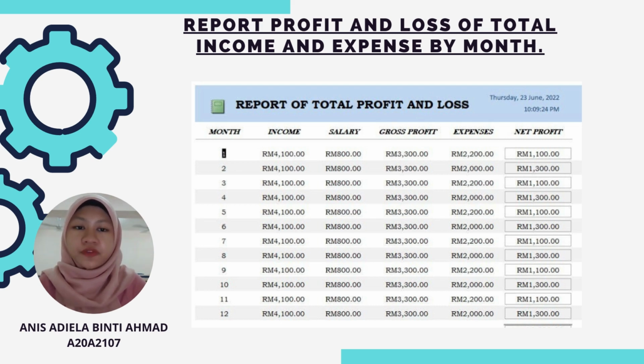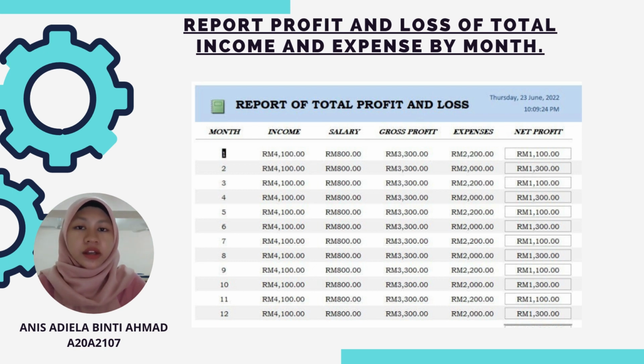For the report of profit and loss of total income and expenses per month, for January, our income was 4,100 ringgit. For salary, 800 ringgit. For gross profit, 3,300 ringgit. For expenses, 2,200 ringgit. And for our net profit, we get 1,100 ringgit. For the second month, February, our income is 4,100 ringgit.